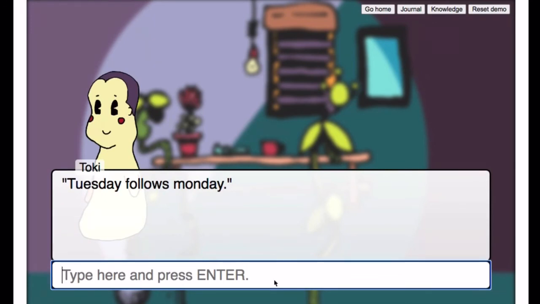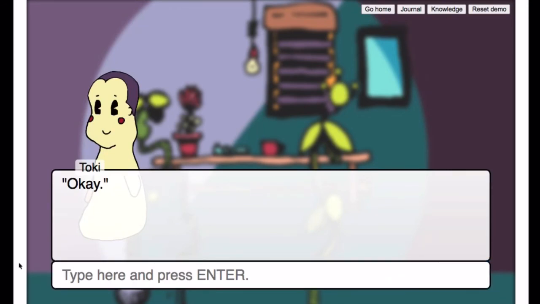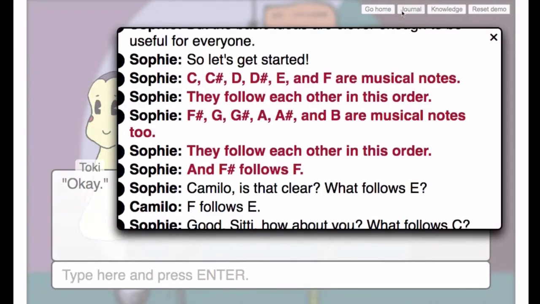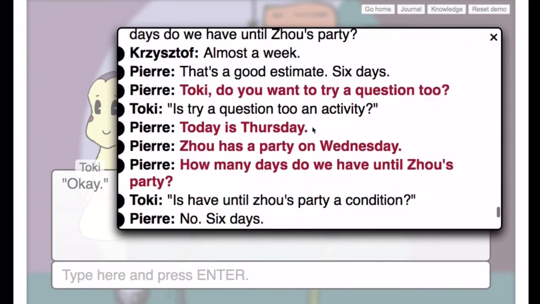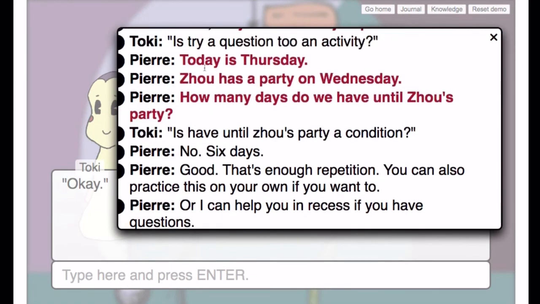Right, and we have to make this loop around as well, just like with the musical notes. So Monday follows Sunday, right? And then the cycle repeats. Okay. Yeah, how was Pierre's question? Let's see. Today is Thursday. Zoo has a party on Wednesday. Let's try that. Today is Thursday.